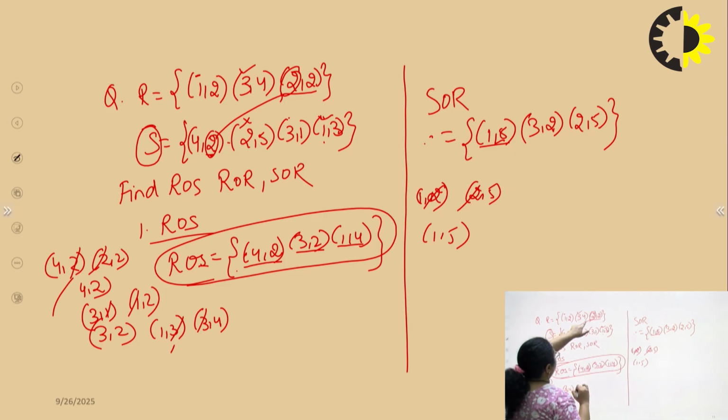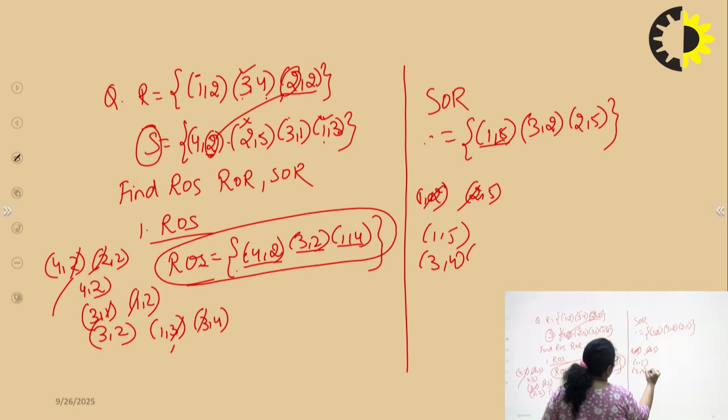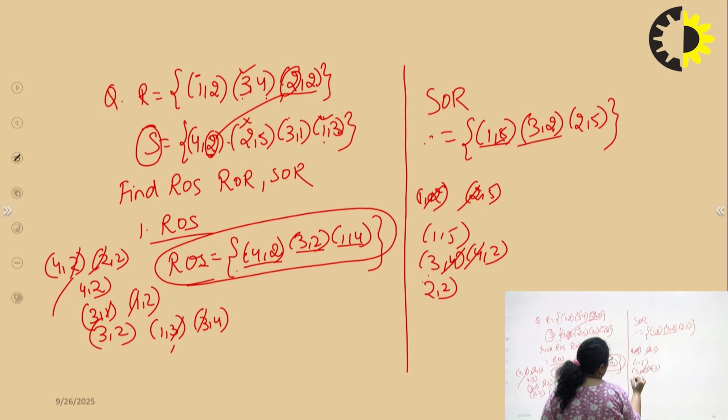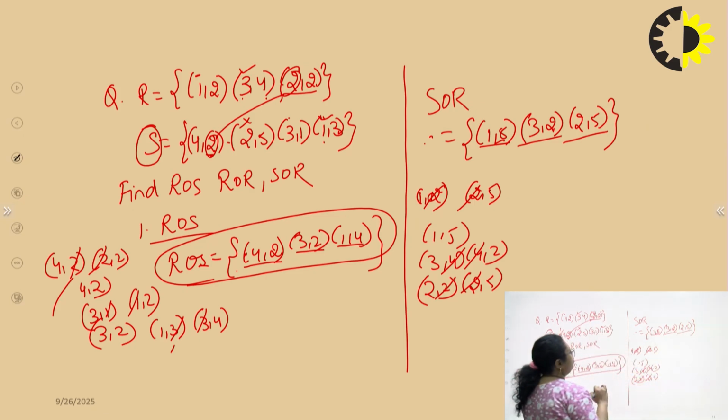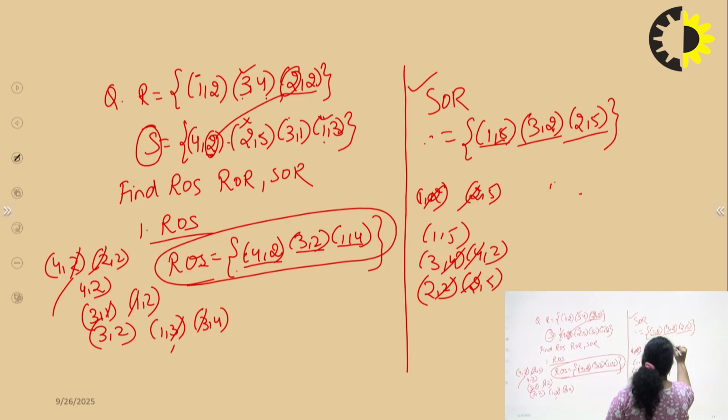So again we will be taking R (3, 4). Any relation starting with 4? Yes. (3, 4), (4, 2). Cancel it, (3, 2). Next we will be taking R again (2, 2). Any relation in S starting with 2? Yes, (2, 5). Cancel 2. Answer will be (2, 5). In this way we have calculated SoR.